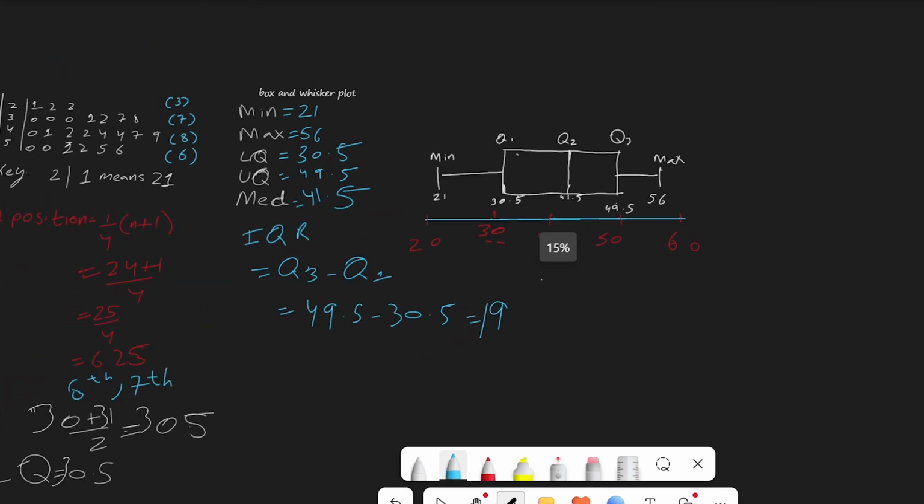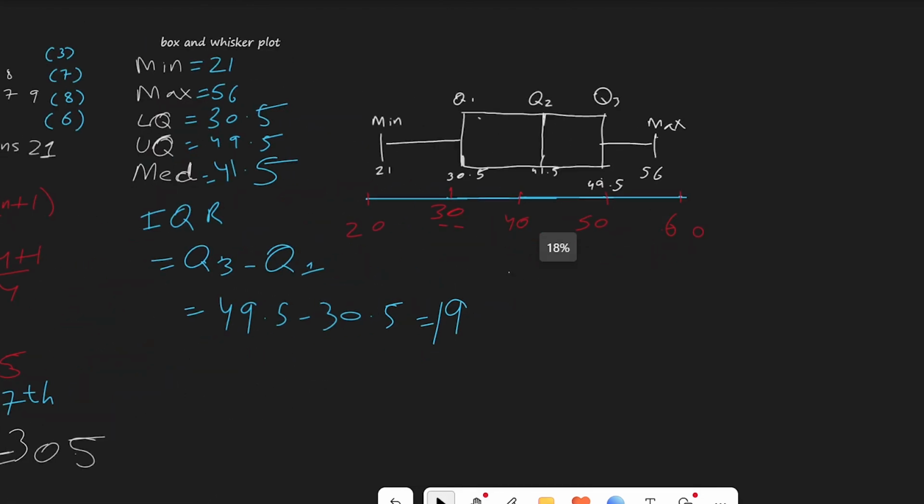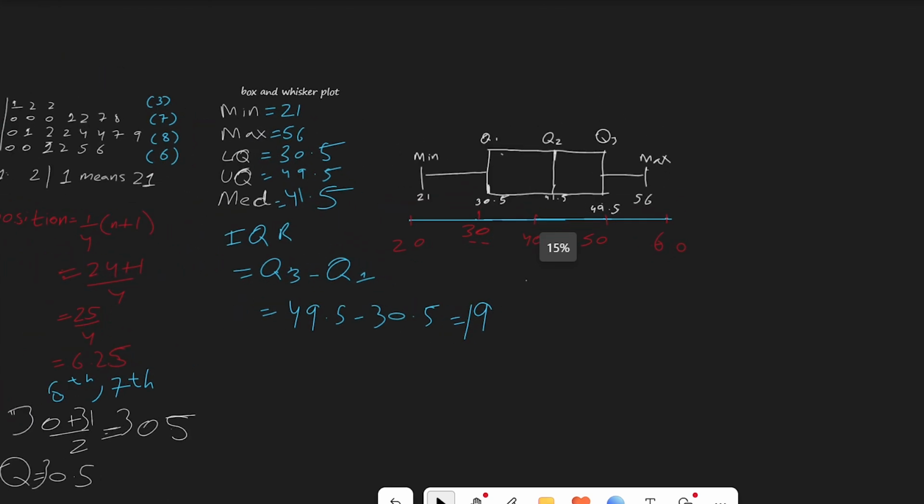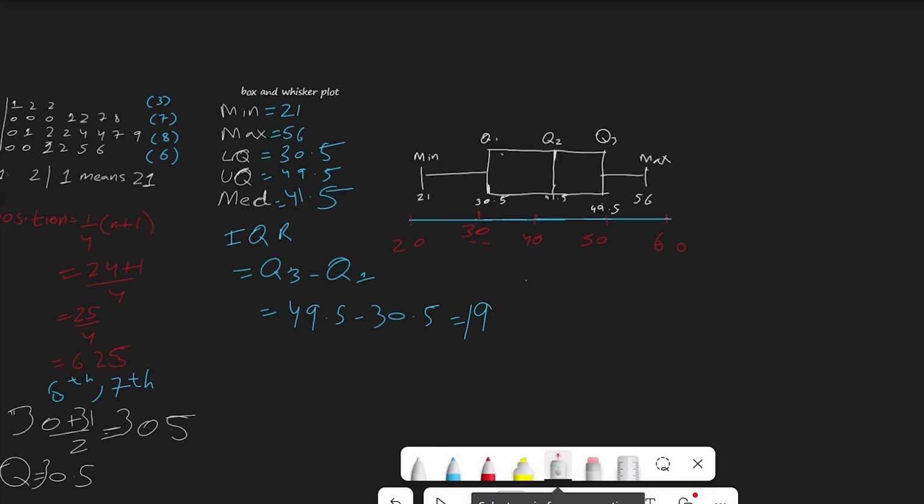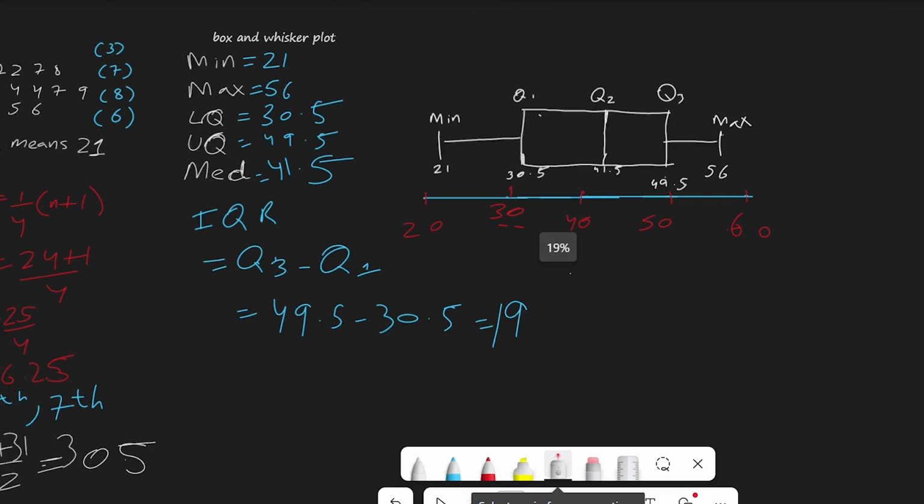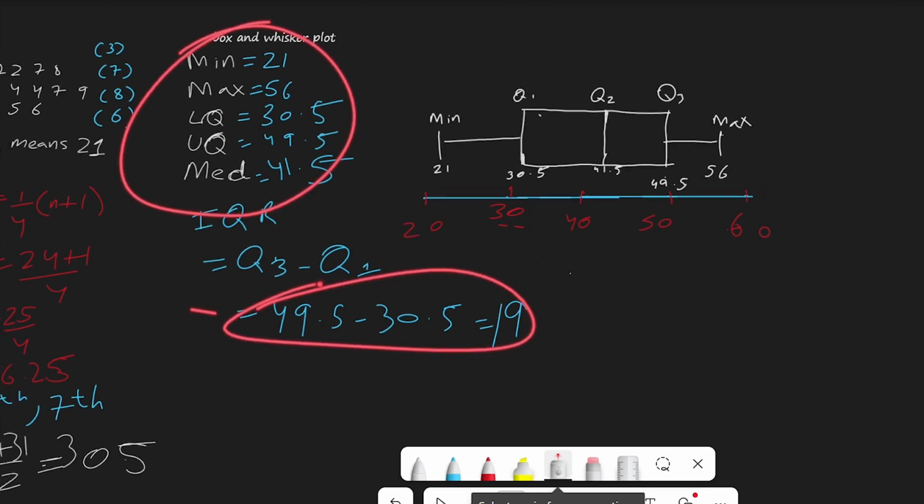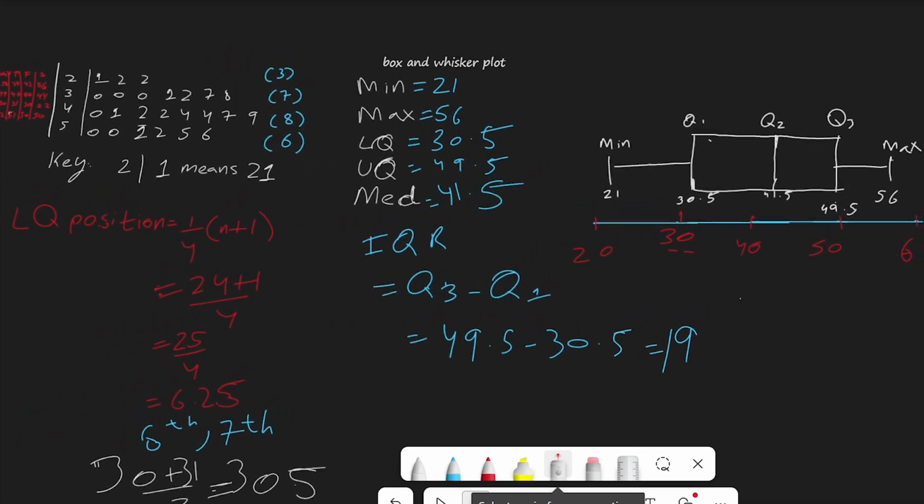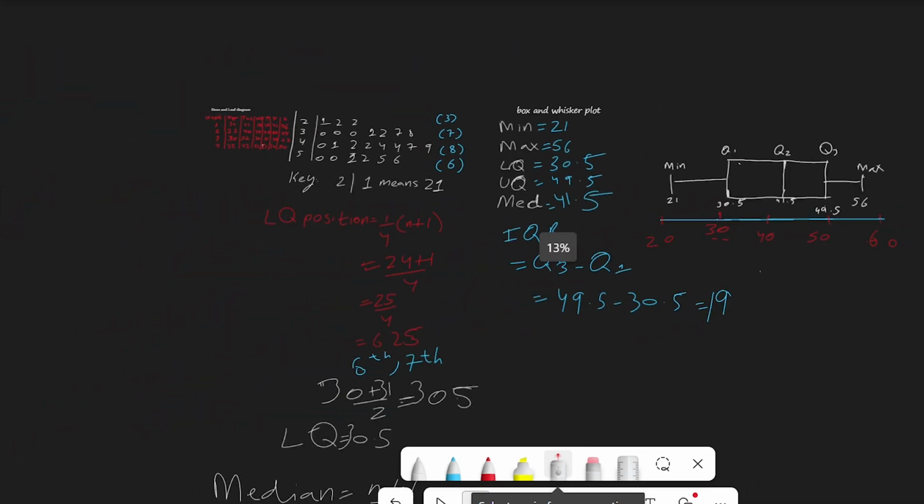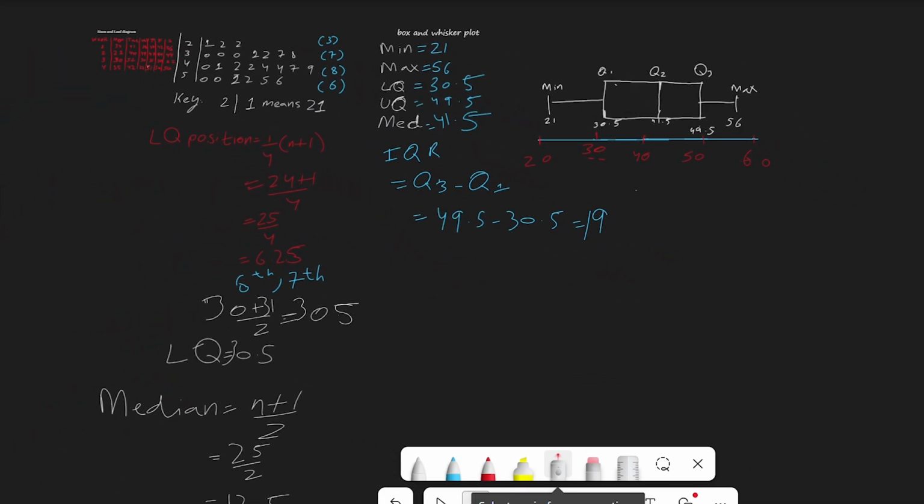Okay, so you can see how this simple stem and leaf diagram can tell us so much more. This could be transformed into a box and whisker plot, and we can tell all these values, the interquartile range, and all these things from just this stem and leaf diagram. So it is important to represent data in meaningful ways.